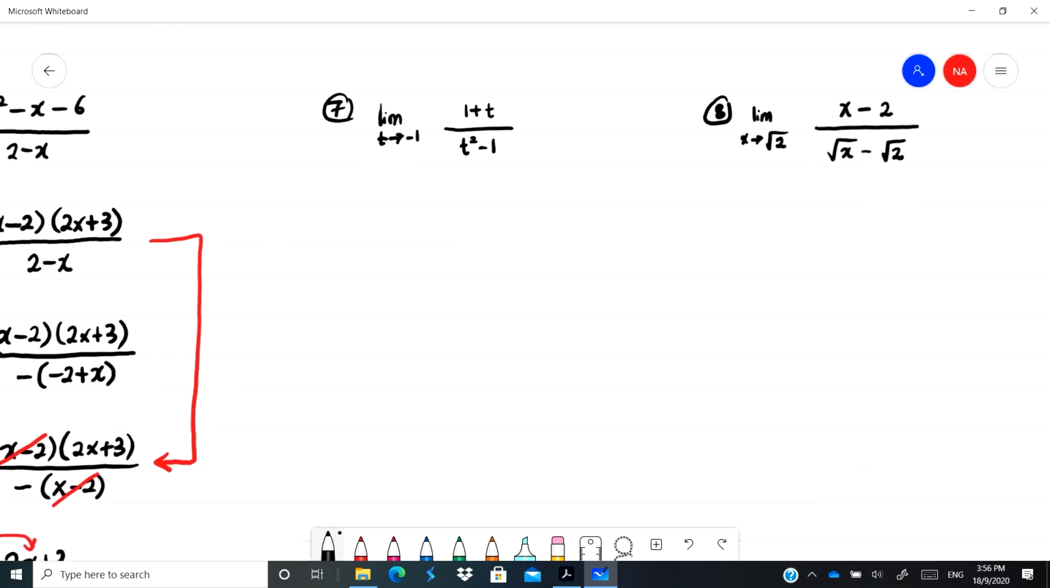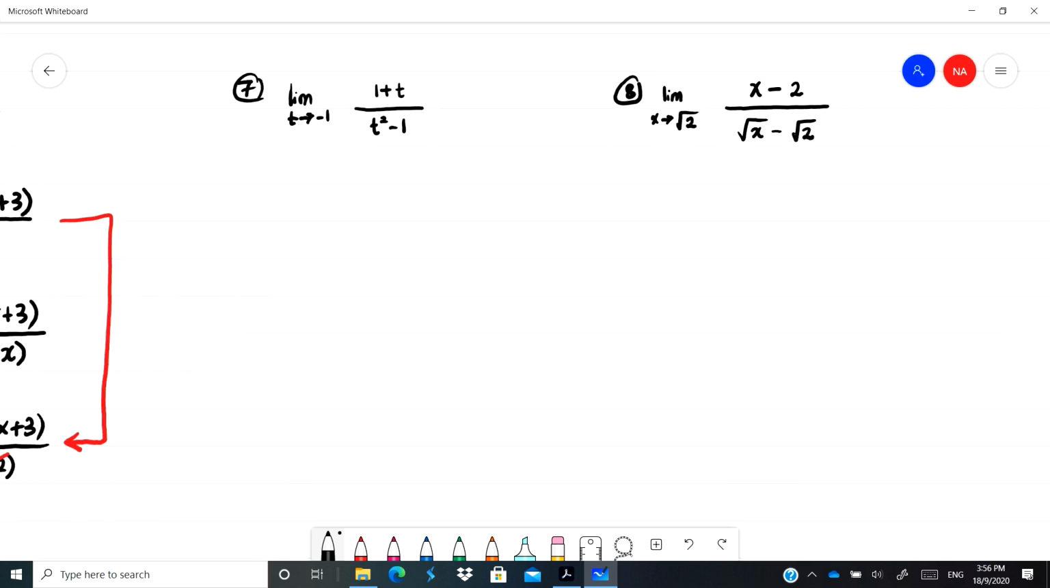So let's move to number 7. If you have t squared minus 1 over t plus 1, and you substitute the value of t with -1, of course you will get a 0 over 0 case here. 0 over 0. So what you have to do is the factorization.